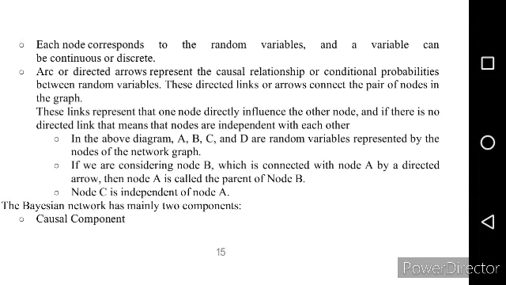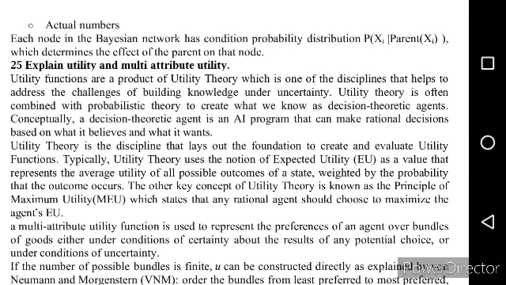The Bayesian network has mainly two components, the causal component and the actual numbers. Each node in the Bayesian network has a conditional probability distribution P(Xi | Parent(Xi)), which determines the effect of the parent on that node.